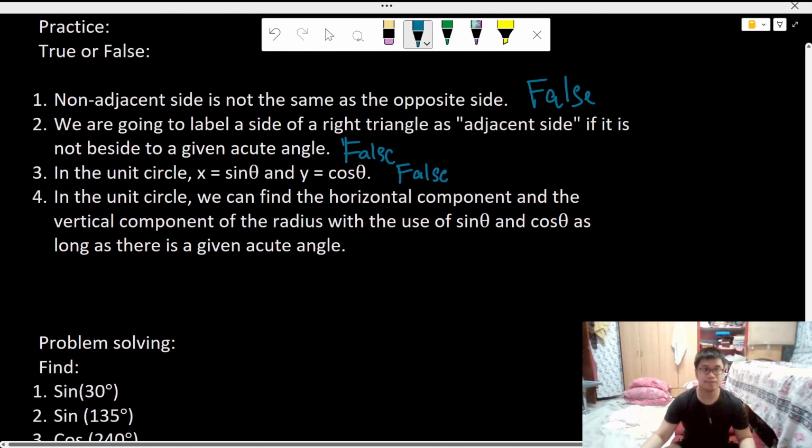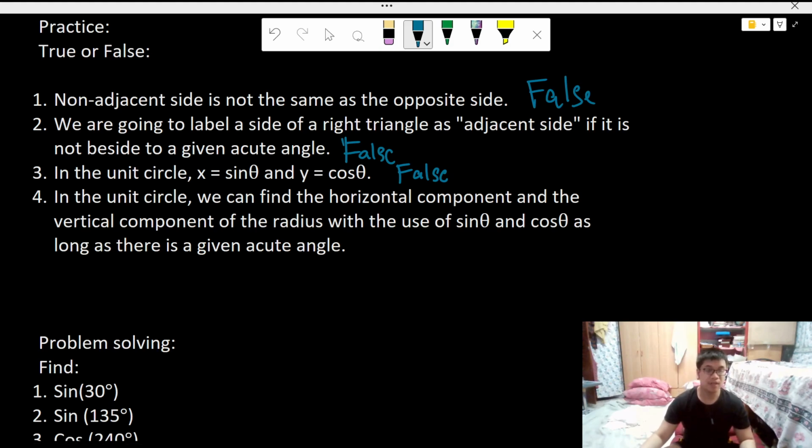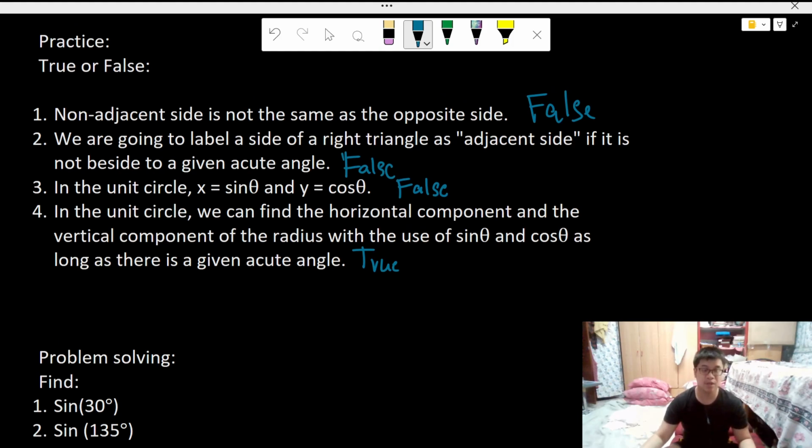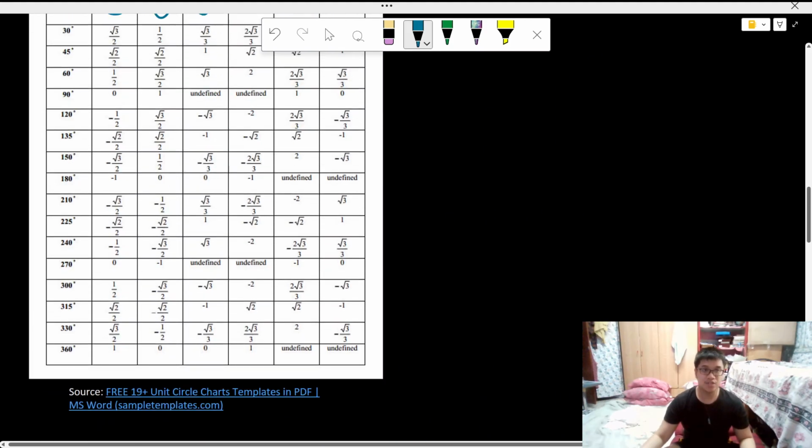Now, number four, in the unit circle, we can find the horizontal component and the vertical component of the radius with the use of sine theta and cosine theta as long as there is a given acute angle. Okay, read this one very carefully. In the unit circle, we can find the horizontal component, the vertical component of the radius with the use of sine theta and cosine theta as long as there is a given acute angle. Yes. So let's use this one.